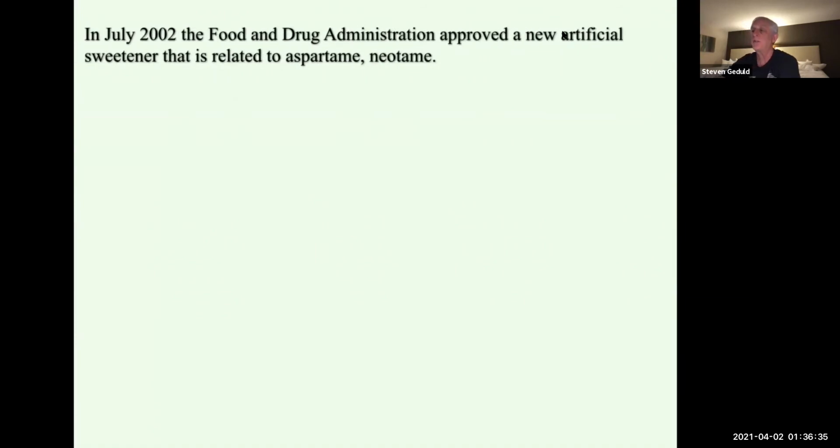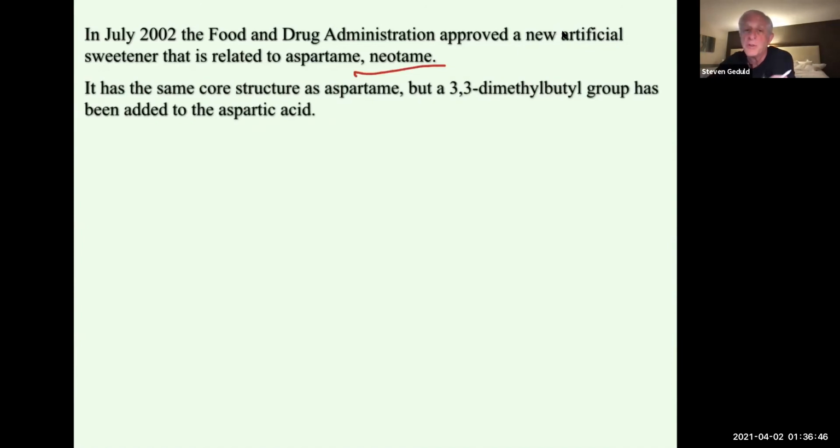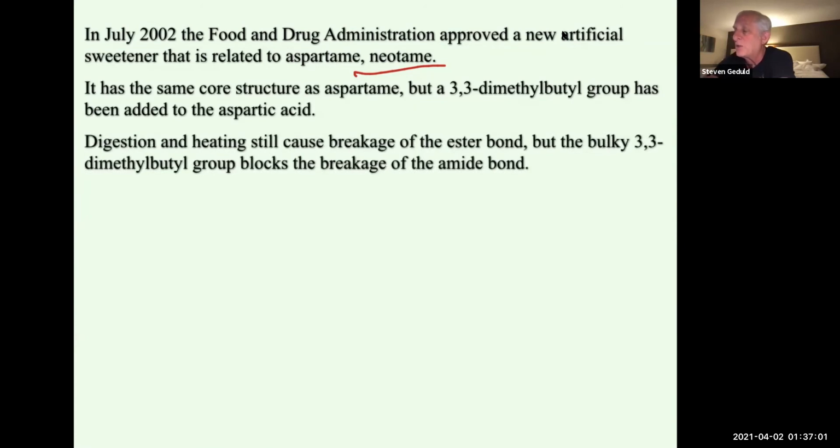In July 2002, the Food and Drug Administration approved a new artificial sweetener that is related to aspartame called Neotame. It has the same core structure as aspartame, but a 3,3-dimethyl-butyl group has been added to the aspartic acid. That was that big group dimethyl-butyl that we saw: 4 carbons, with the number 3 position having 2 more methyl groups on top of that.